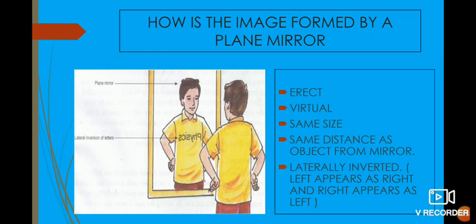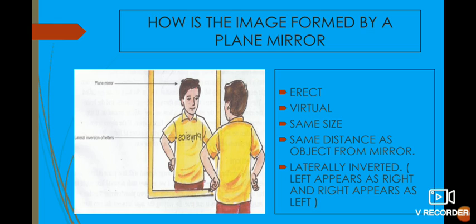Now, using these words that we have learnt, let us understand the image formed by a plane mirror. What is a plane mirror? The mirror which you see daily in your house while brushing, while getting dressed, while combing your hair, that is a plane mirror. So, how is the image formed in a plane mirror? What were the terms that we learnt? Erect and inverted.